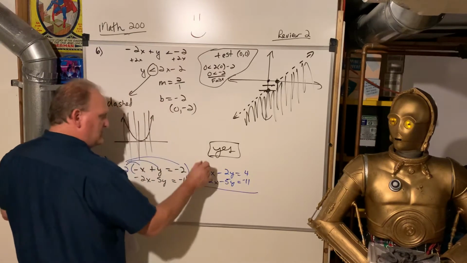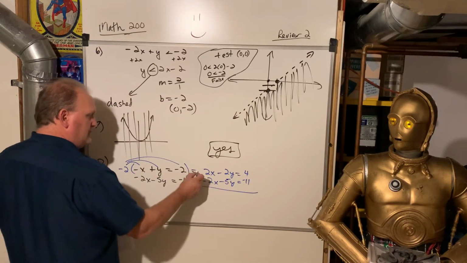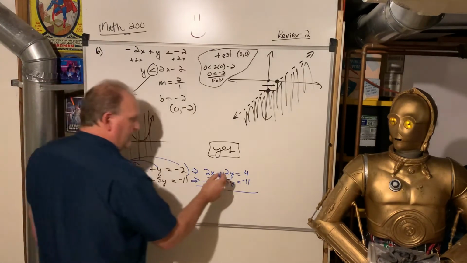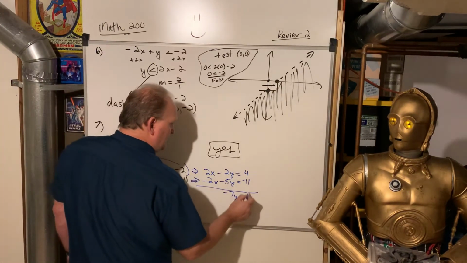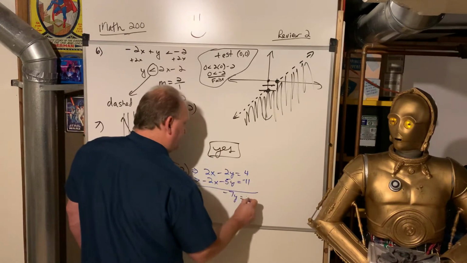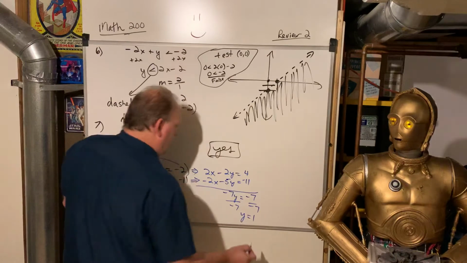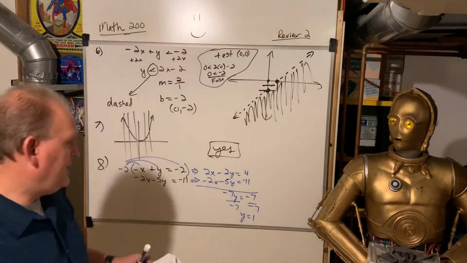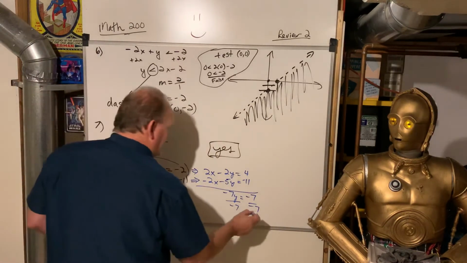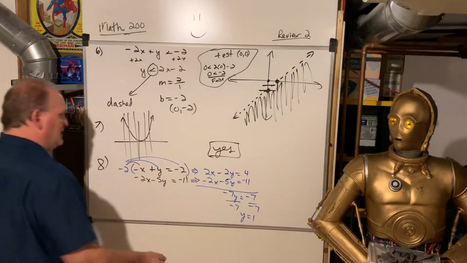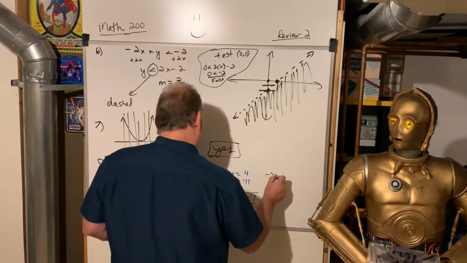And now I add straight down and look at what happens. My x's are now gone. And I got negative 7y is equal to negative 7. Divide by negative 7 and solve for y is 1. So if y is 1, I want to now find x. So I take that and I put it back into either one of those equations. Looks like the top one's maybe a little easier.